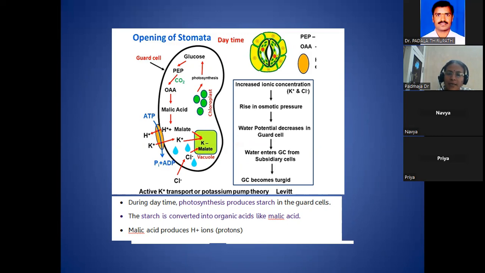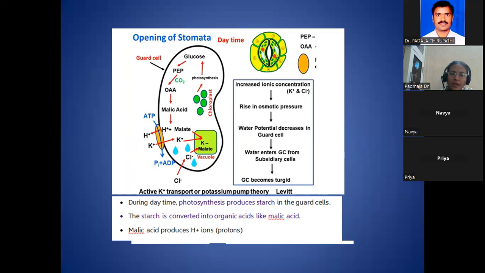As a result, the ionic concentration increases. As the concentration is more, the osmotic pressure rises. Due to this high concentration of K plus and Cl minus, the osmotic pressure increases. This osmotic pressure helps the water to be taken from the outside subsidiary cells. As a result, these guard cells become turgid.